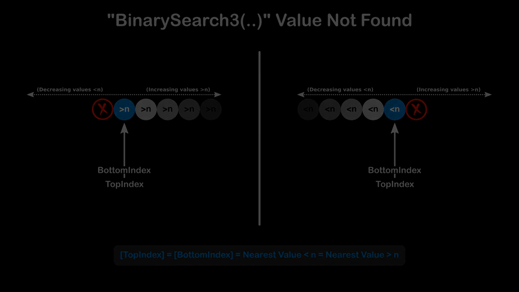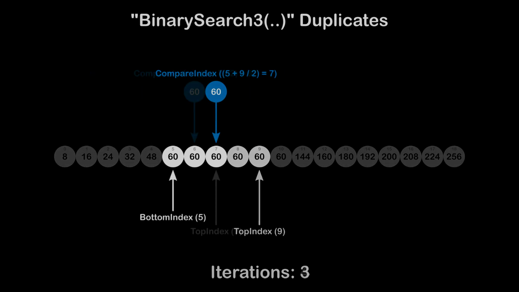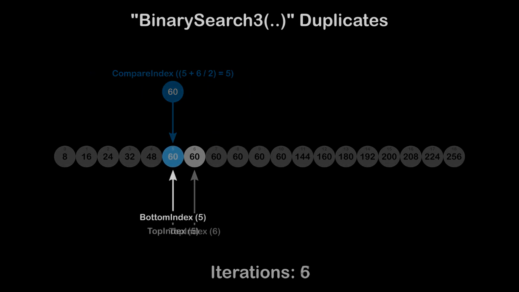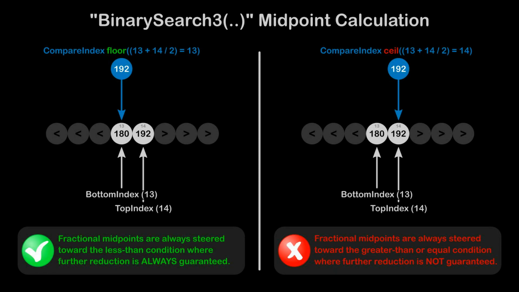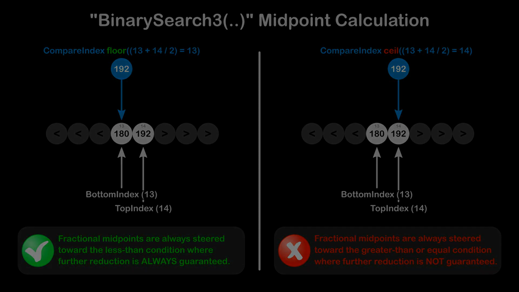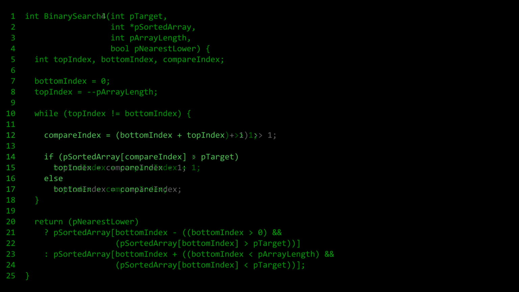When considering this reductive approach, there are 2 specific nuances we need to be aware of. Firstly, as the equality condition is implicitly encapsulated within the else condition, the search always converges at the bottom-most value of duplicate spans. Secondly, and for much the same reason, the comparison index must always be calculated as the flawed midpoint in order to mitigate the possibility of an infinite condition. Finally, if we'd rather have the search converge at the topmost value of duplicate spans, we need only invert the reduction condition and change the flawed midpoint to its ceiling equivalent.